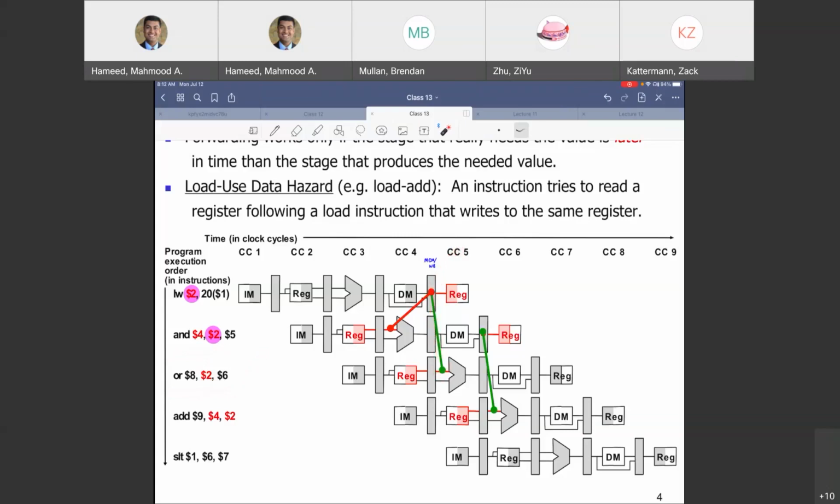There are two types of forwarding, right? EX/MEM forwarding and MEM/WB forwarding. Which type is this? Good, MEM/WB. So of course we are forwarding the MEM/WB register. By using MEM/WB forwarding, we are able to solve the data hazard for this instruction.